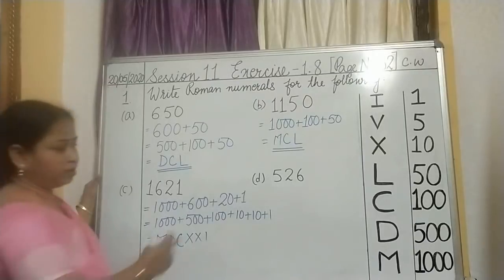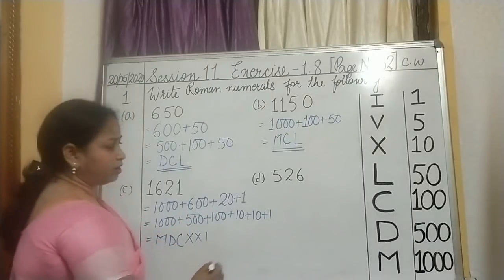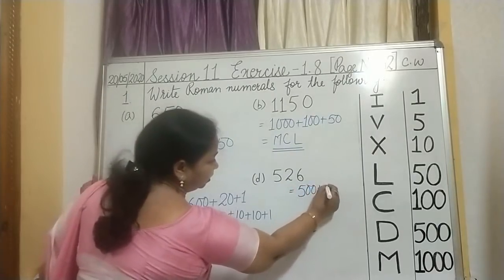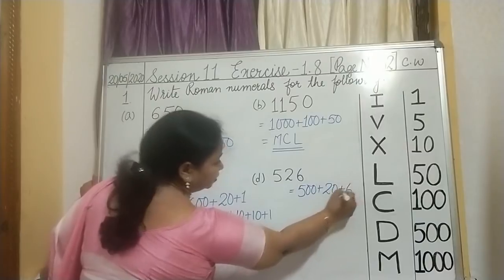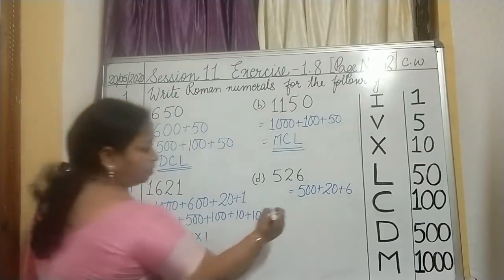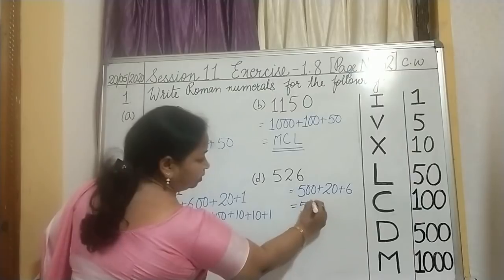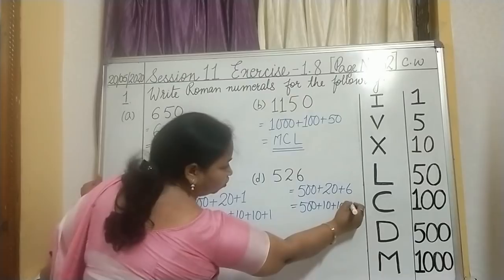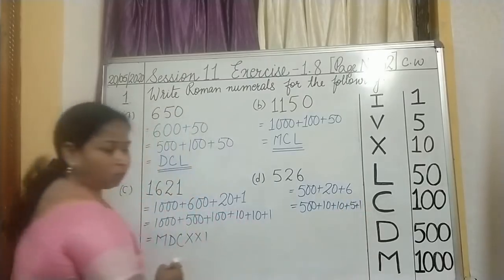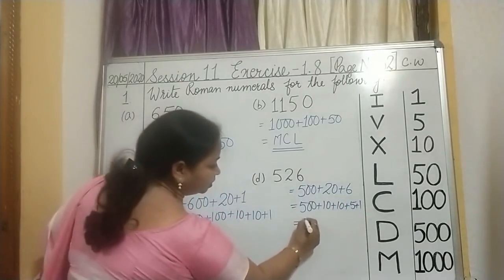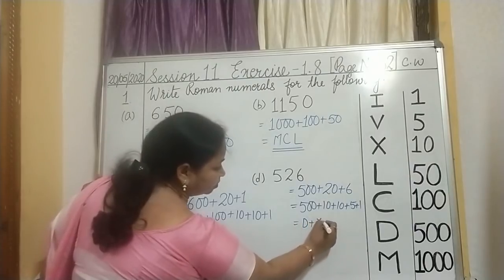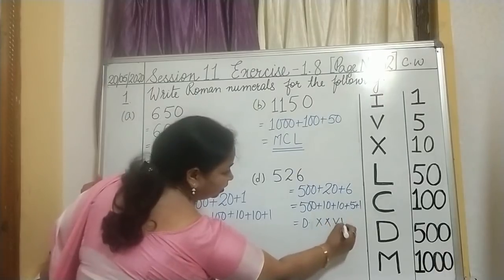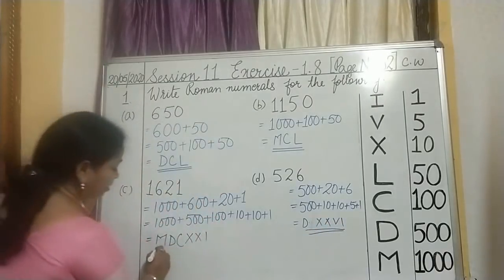Easy? Okay. The last one, 526. Once again, expand it: 500, then 20, then 6. Okay. Can we expand further? Yes. 500 plus 10 plus 10 plus what? 5 plus 1. What is the symbol for 500? D. Symbol for 10, X. Symbol for the other one, X. Then V, then I. So this is the answer.